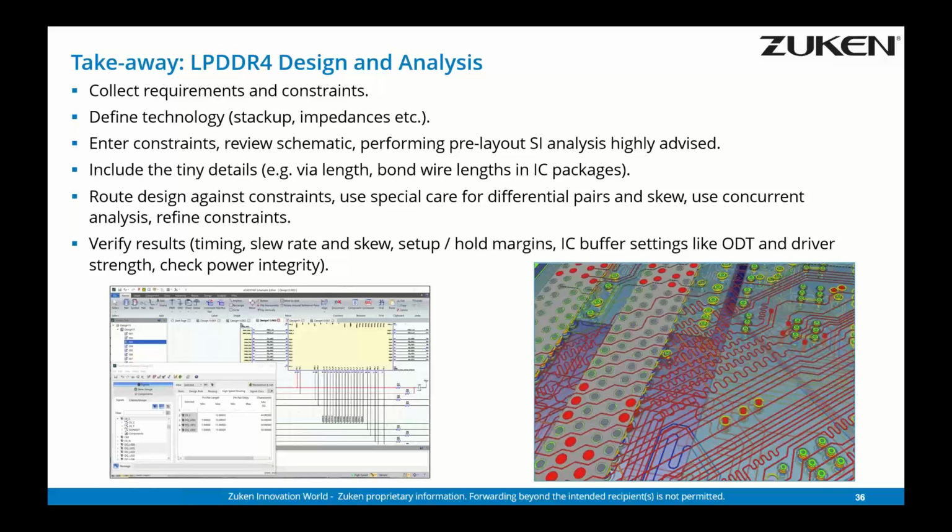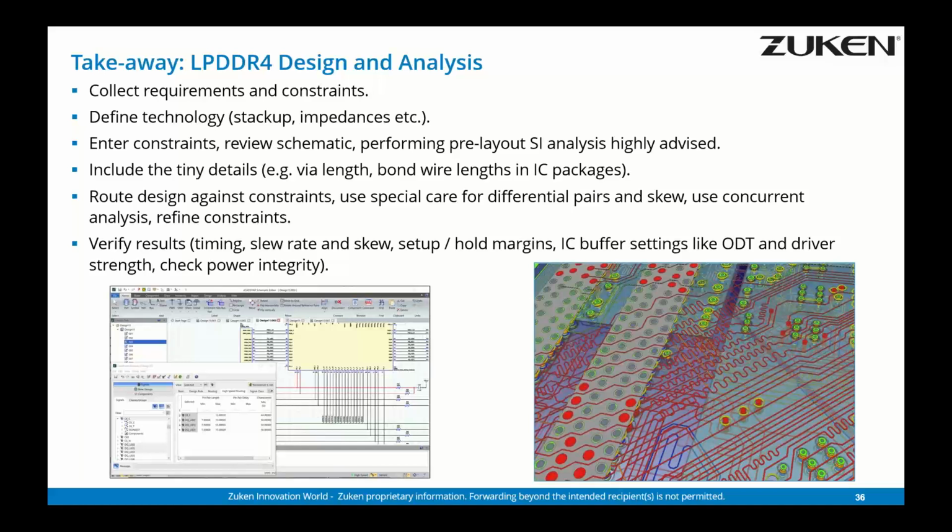Pretty important is to collect all the requirements. So I know customers creating their own documents and feeding these documents into the constraining process. That starts the constraining in the design gateway. So during the schematic, it's never too early to start rule definitions and constraining. Define the technology pretty carefully. So technology definition includes stackup definition, material definition, impedances, review during the process, and perform pre-layout studies. That's highly advised. Take into account that you have tiny details which can have serious impacts.